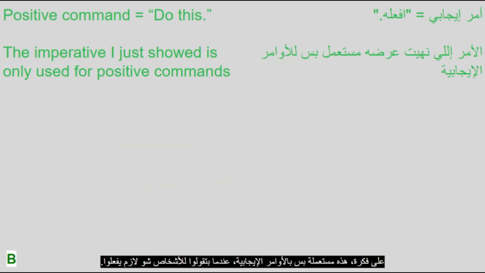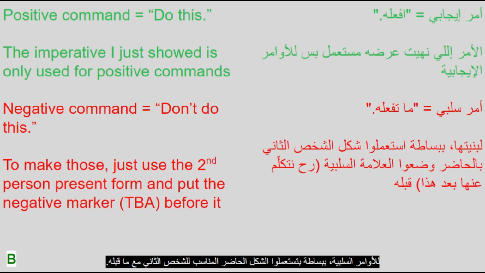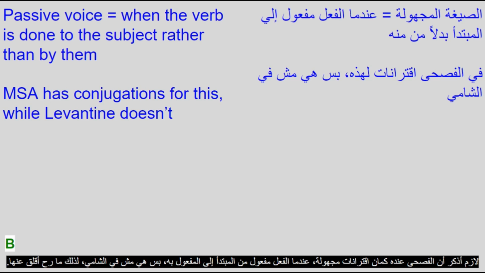By the way, these are only used for positive commands, i.e. telling people what to do. For negative commands, you just use the appropriate second person present tense form with ma in front of it. So that's it for conjugations. I should mention that MSA also has passive conjugations, which is when the verb was done to the subject by the object.